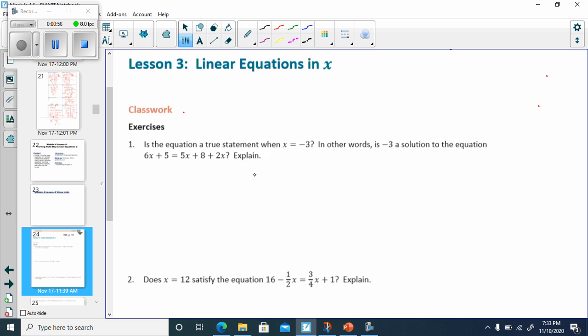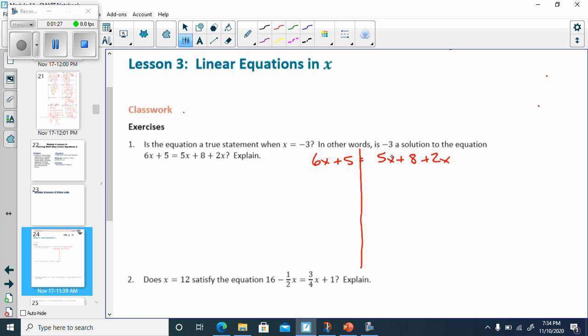Another way would be to plug -3 in and see if it works, but we're going to solve it. We've got 6x plus 5. We're going to see if it's equal to 5x plus 8 plus 2x when x is -3. First, let's solve the equation. Let's look at this expression on this side of the equal sign. Is this as simple as it gets? I have a variable here, and then I have numbers here with a coefficient. So this is as simple as it gets.